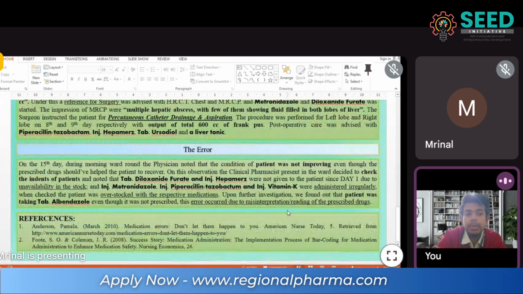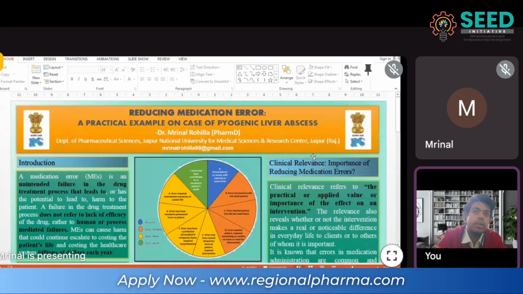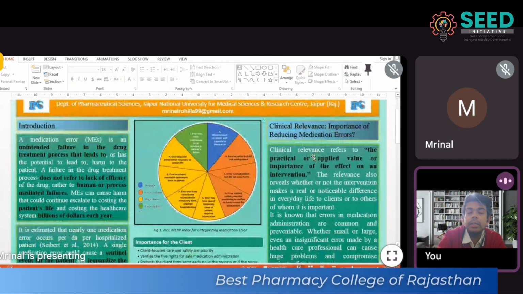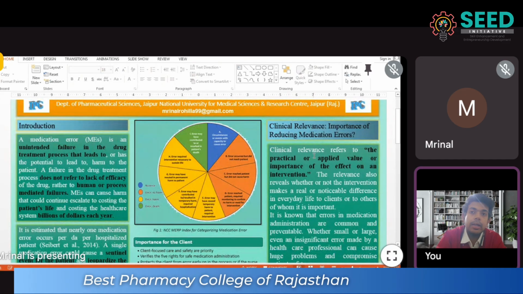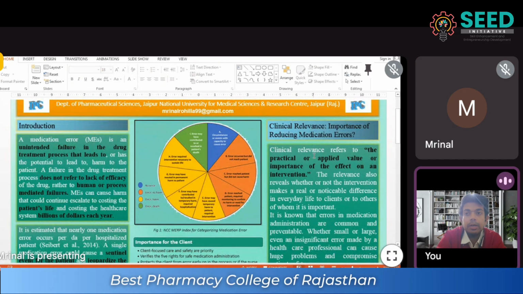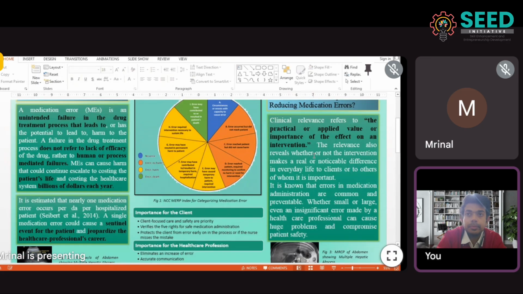So why are we reading about this medication error? We are reading it because as pharmacists, we should know about potential medication errors and the impact they have on a patient's life. And as pharmacists, we have a moral responsibility to completely eradicate and prevent these errors.